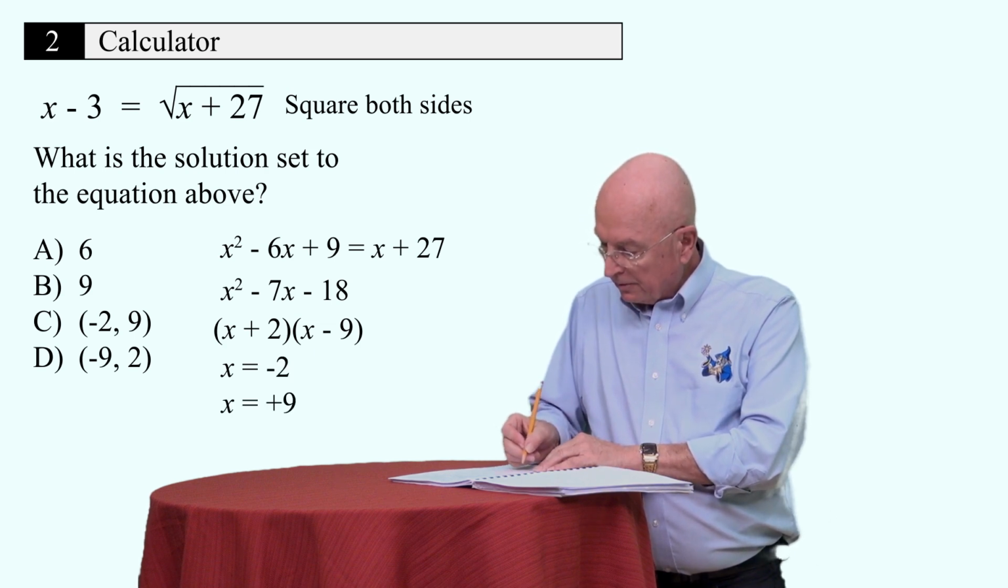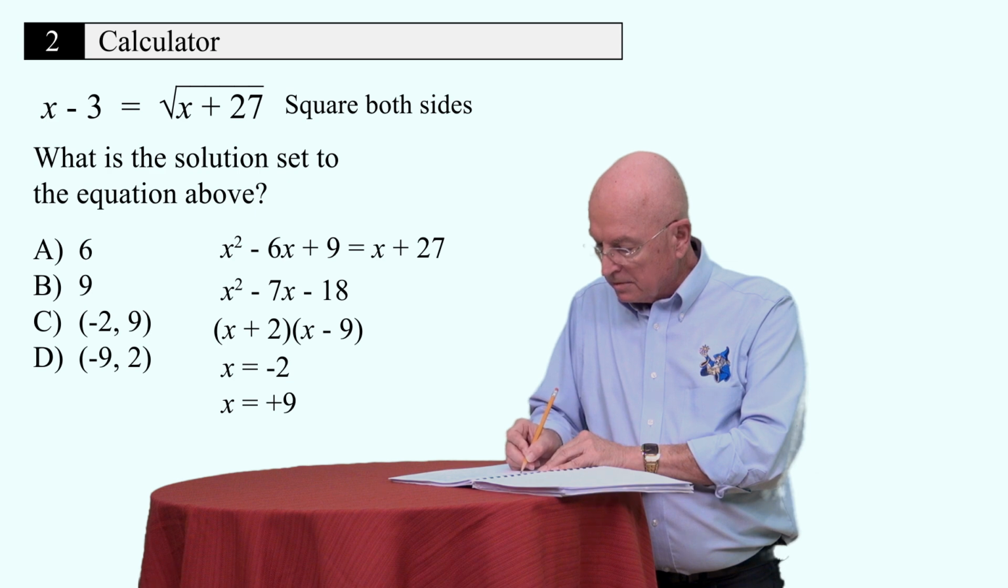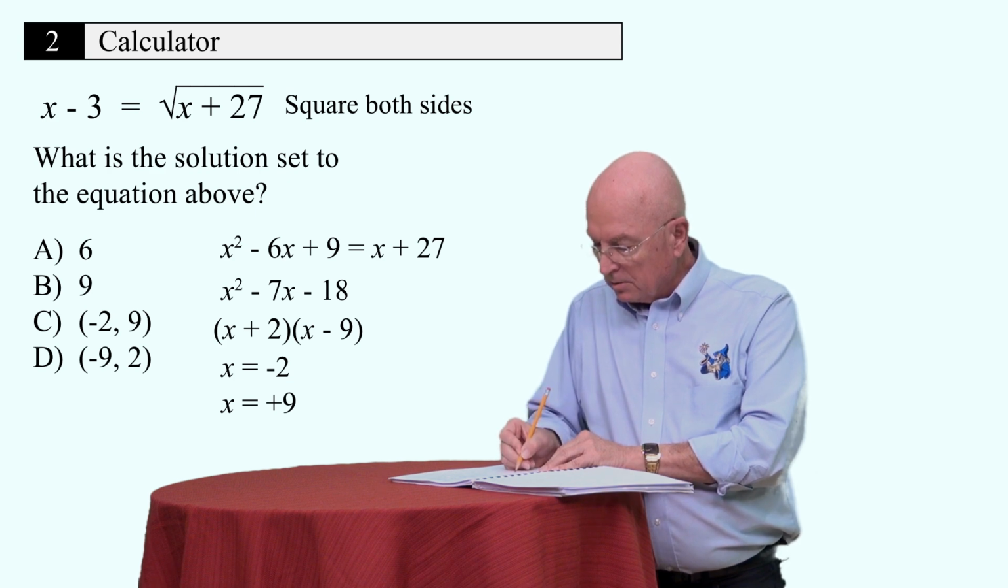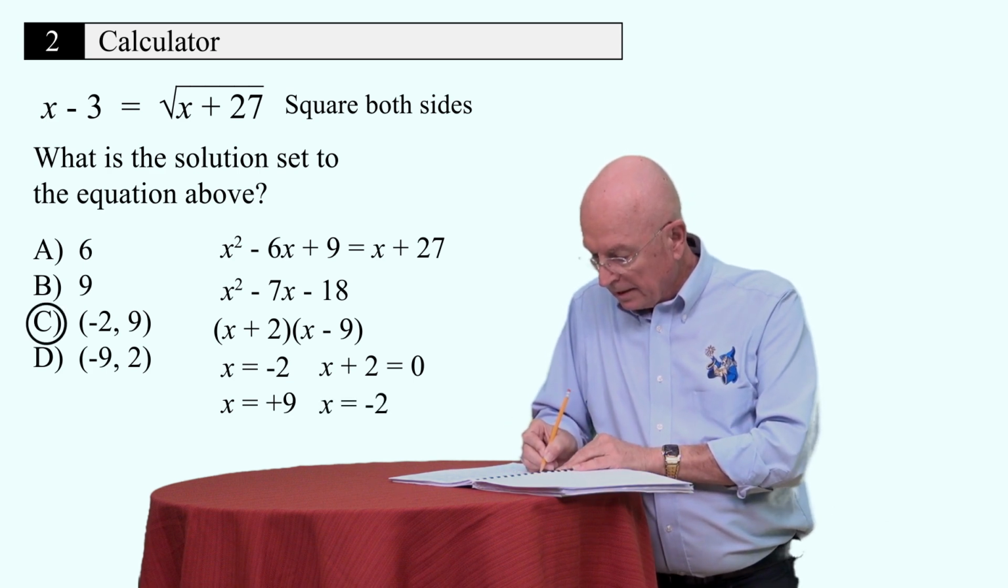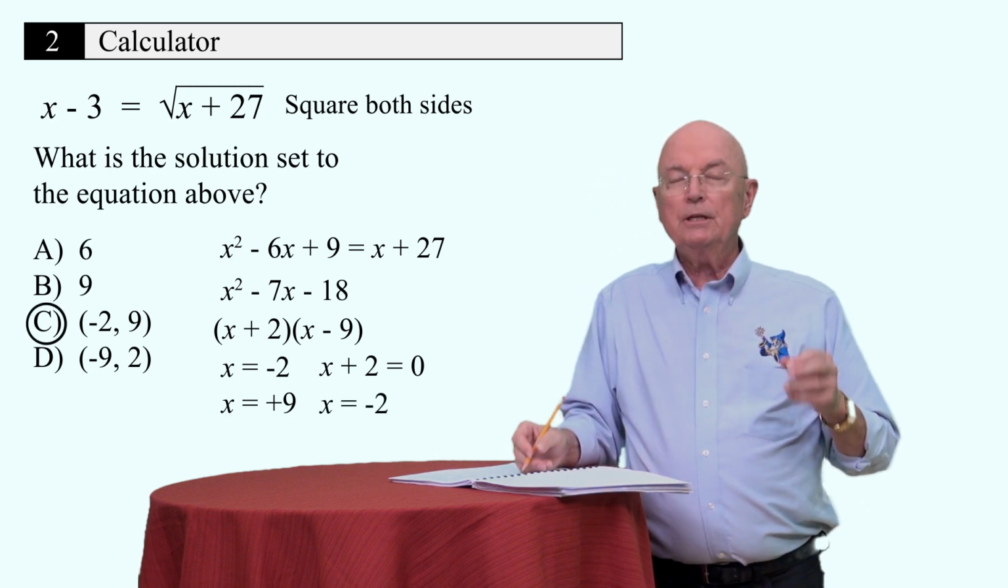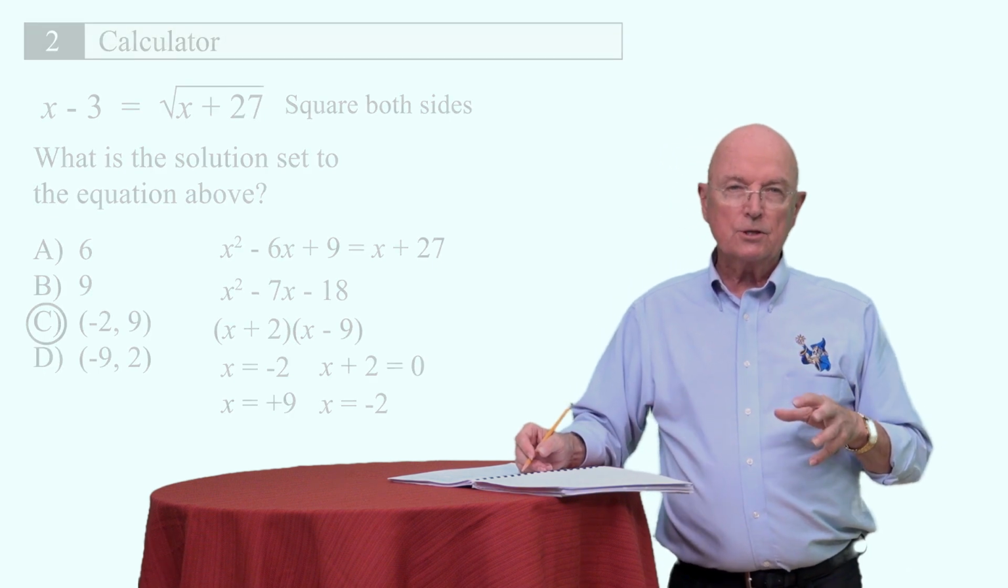You might have forgotten that if one of the solutions is x plus 2, you set that equal to 0, and x becomes minus 2. So that's answer C. So don't panic. If you see a radical sign in an equation, just remember to square it and square everything else that's in the equation as well.